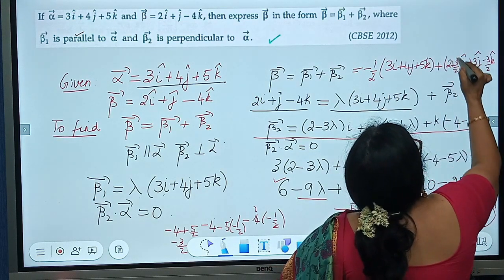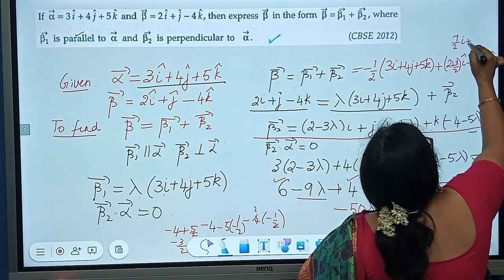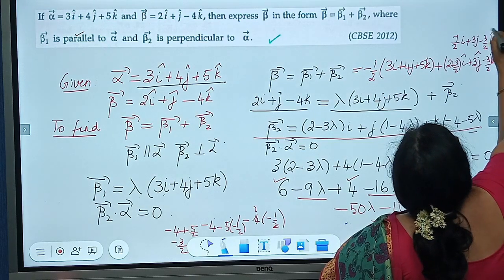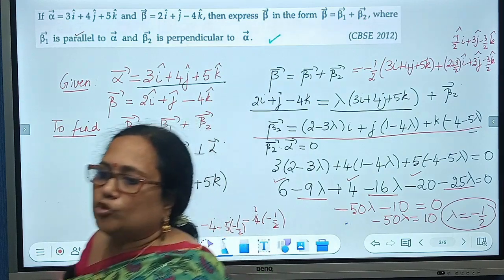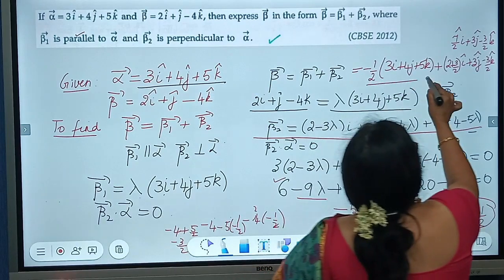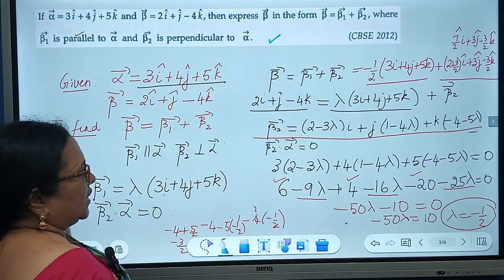So this is 7 by 2 i plus 3j minus 3 by 2 k. So we have resolved beta as sum of two vectors satisfying the condition. This is my beta 1 and this is my beta 2. Is it clear?